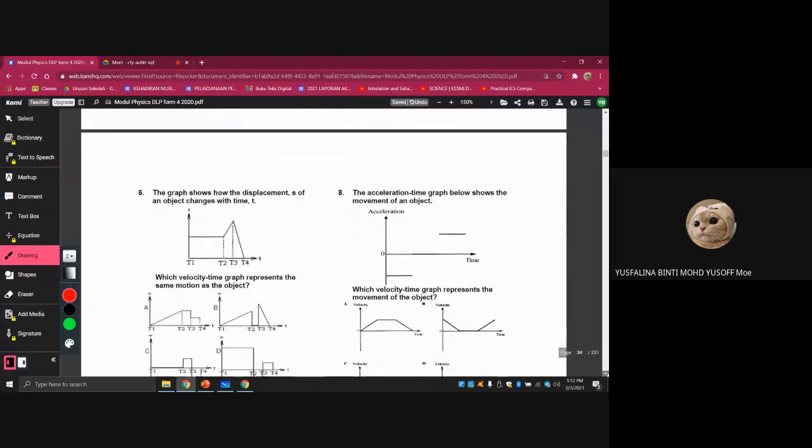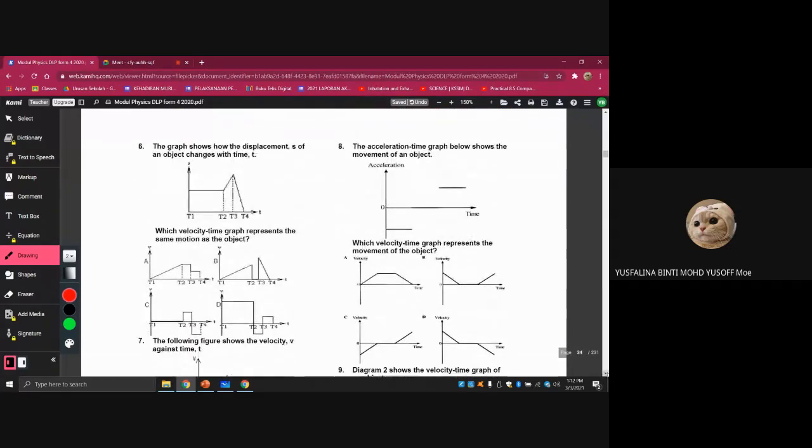So for number 6, the graph shows displacement S of an object changes with time, and then asks you to find which velocity time graph represents the same motion as the object. So remember, I said draw triangle, cannot draw, right? So means the velocity is 0. So of course this one is wrong because it's supposed to be at the x-axis here, right?